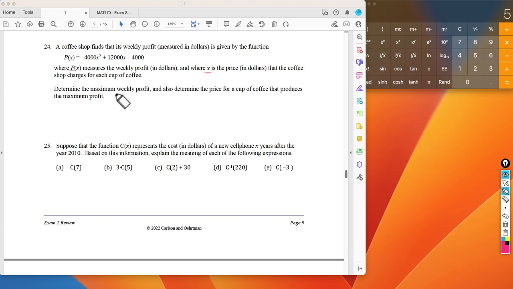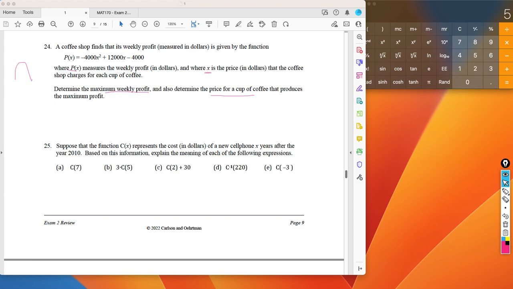And we're supposed to determine what makes for a maximum weekly profit, and what the price of the coffee would be. So if we graph this, as you see, it's a negative x squared, so it's going to look in general like an upside down U. The maximum will be at the top, the vertex. So we just need to find that. We can do that two ways. One way is with the graph, and I will go ahead and take a look at using that method.